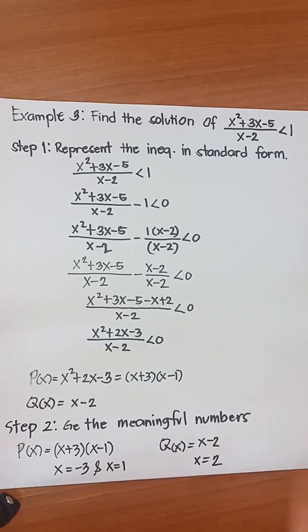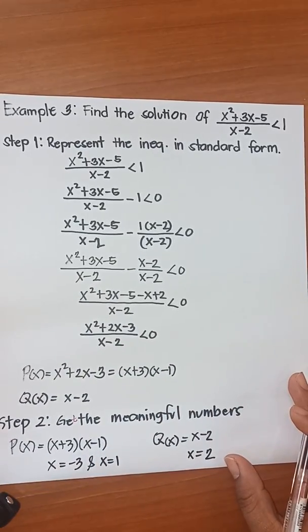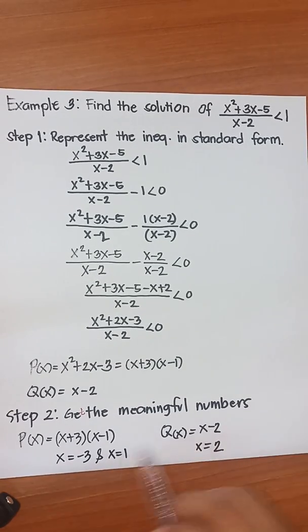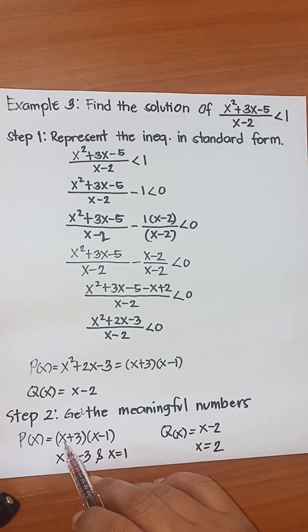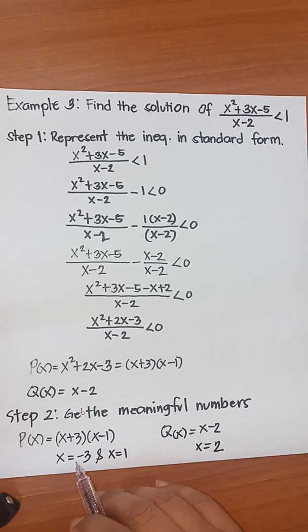Step 2, get the meaningful numbers by using p of x and q of x. So for p of x, it has x plus 3 and x minus 1. Therefore, the meaningful numbers are negative 3 and positive 1. Q of x will be x minus 2, that is positive 2. So we have 1, 2, 3 meaningful numbers.